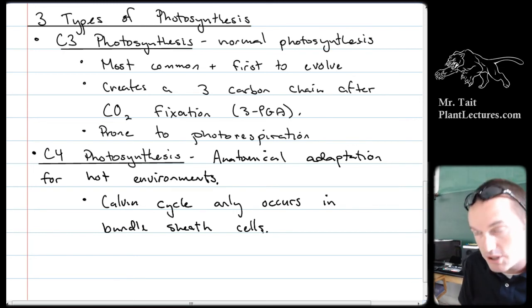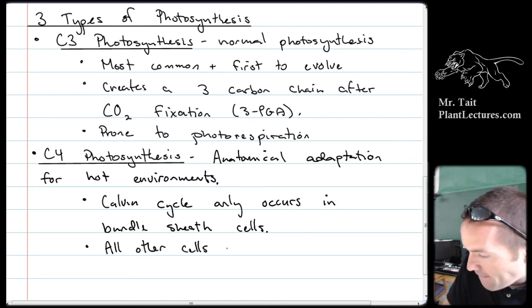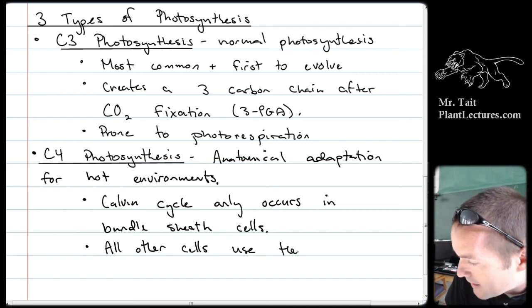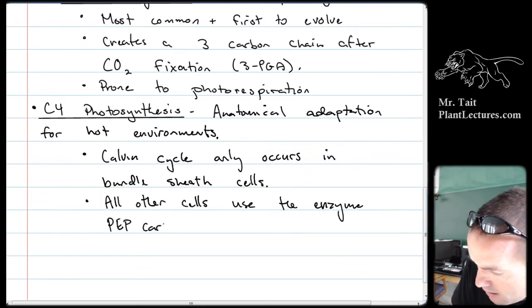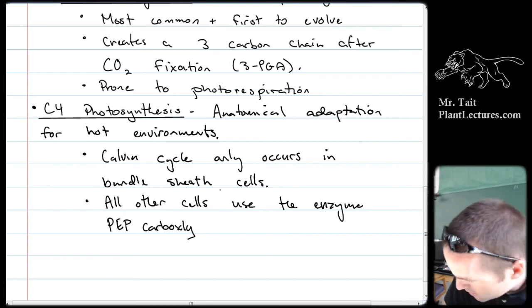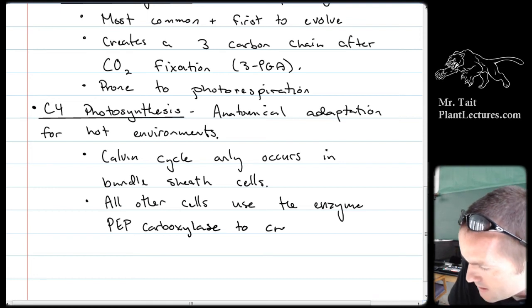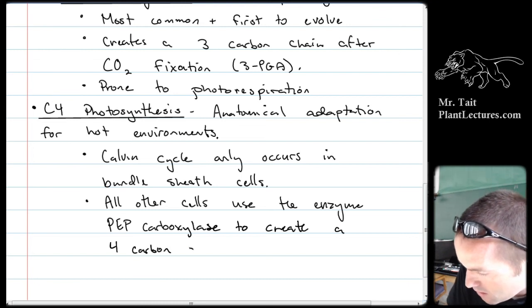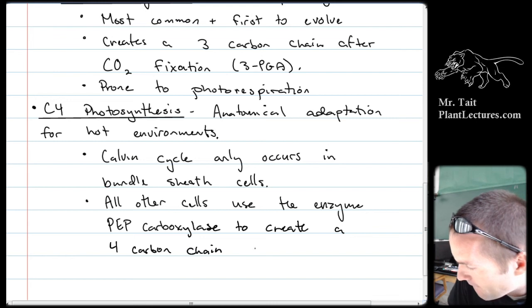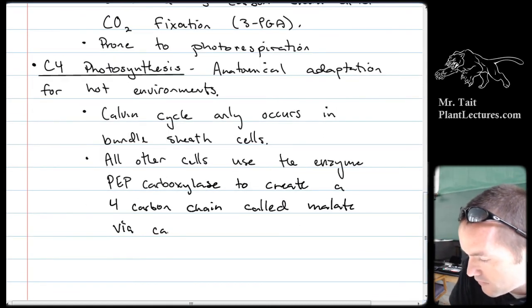All the other cells in the plant still have a job though. Their job is carbon fixation. Okay? So all other cells use the enzyme PEP carboxylase to create a 4-carbon chain called malate via carbon fixation.